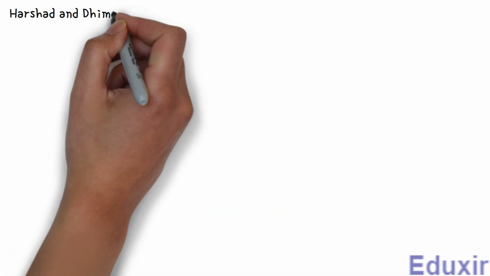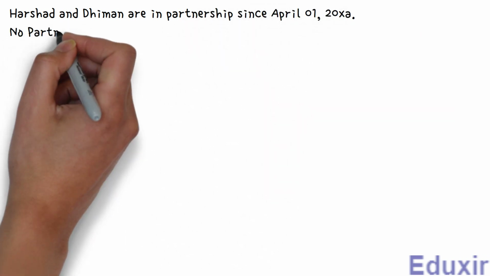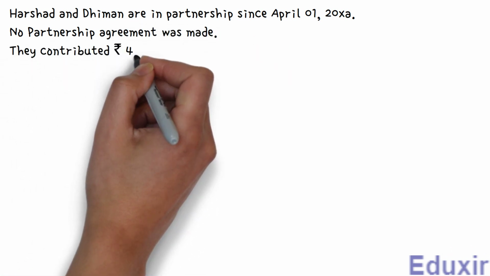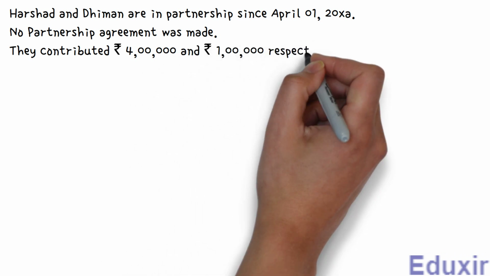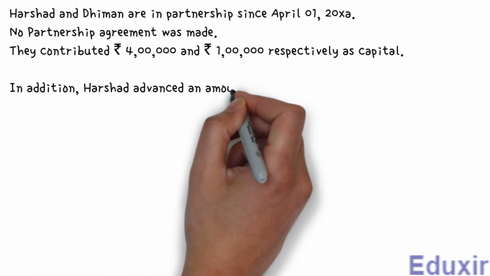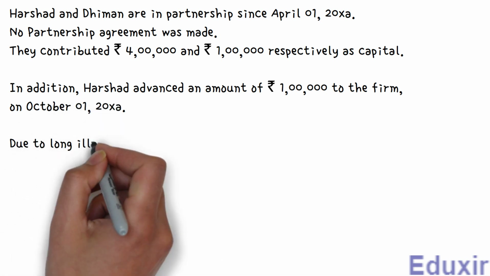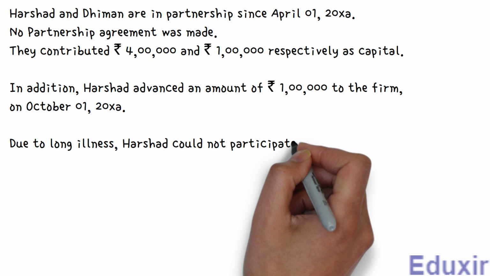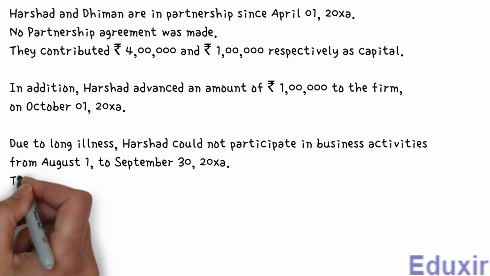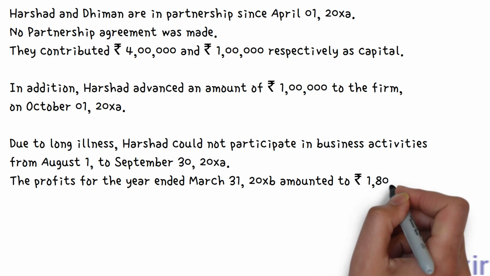Harshad and Dhiman are in partnership since April 1st, 2000 XA. No partnership agreement was made. They contributed 4 lakh rupees and 1 lakh rupees respectively as capital. In addition, Harshad advanced an amount of 1 lakh rupees to the firm on October 1st, 2000 XA. Due to long illness, Harshad could not participate in business activities from August 1st to September 30th, 2000 XA. The profits for the year ended March 31st, 2000 XB amounted to 1,80,000 rupees.